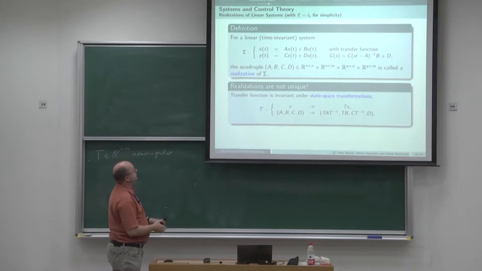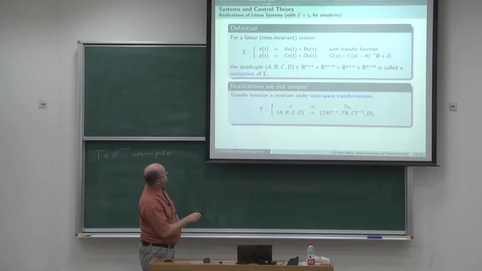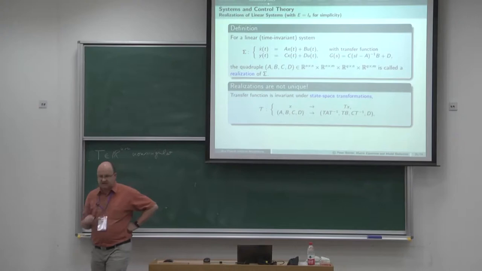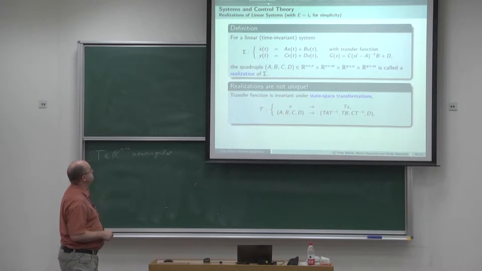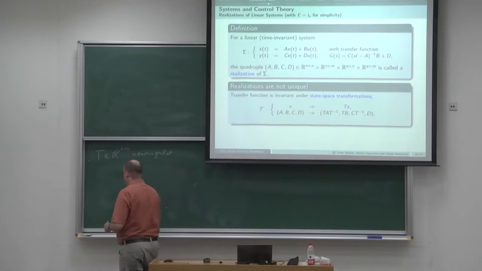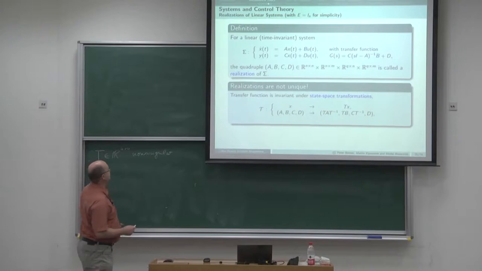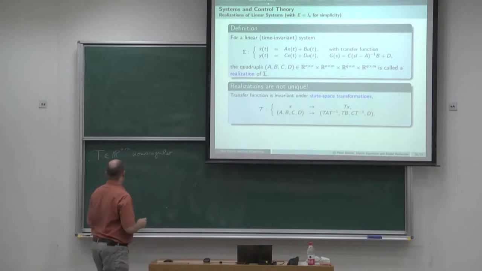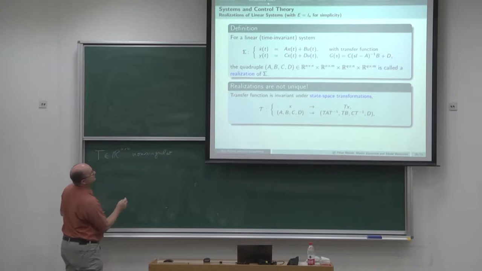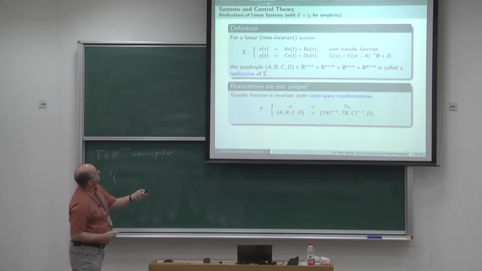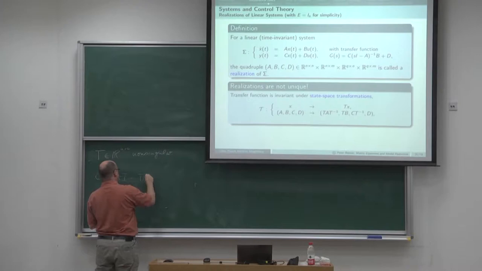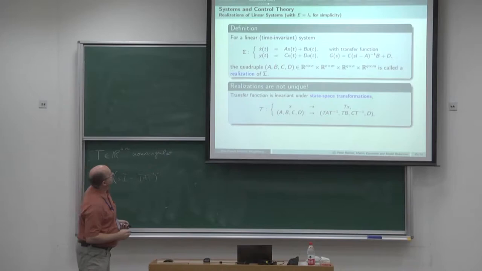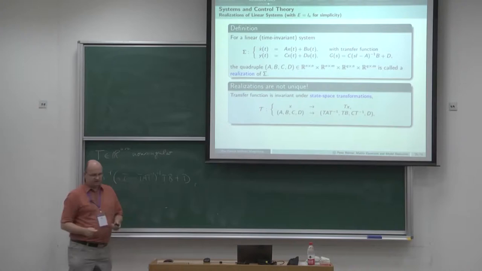Otherwise, that wouldn't be defined. So we get four new matrices, TAT inverse, TB, CT inverse, and D. And they describe the same system. Maybe just for instructional purposes, we do the calculation. We just look at the transfer function in the new coordinates. Just write down the transfer function of the system that is obtained after the state space transformation. So this would be the new C, which is CT inverse. Then we have sI minus TAT inverse, inverse, times TB, plus D. D is not changed by the state space transformation.